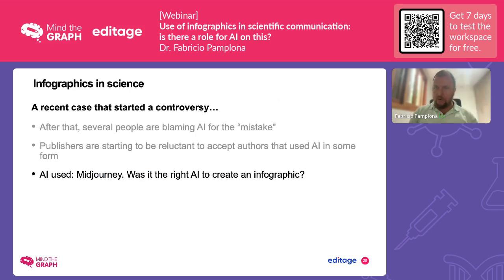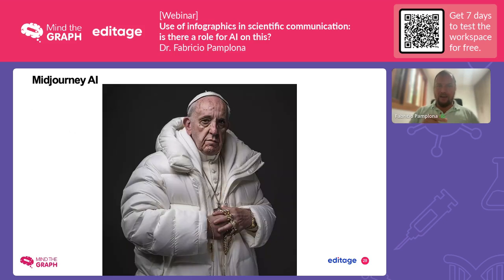It's bringing more tools for people. They're not trustable. But in the end, this is probably not just to blame the robots. And I want to now tell you a little bit about the inner mechanism of image creation with AI. The authors of that paper that was retracted used Midjourney. The question is, was Midjourney the right AI to create an infographic? Midjourney is the AI that created this.